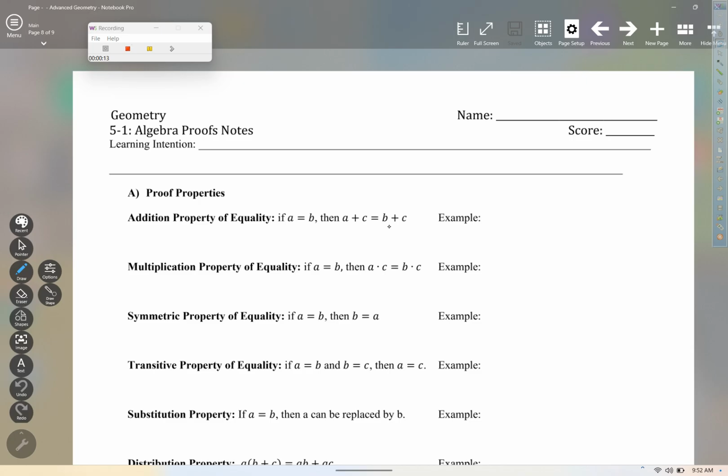The learning intention today is: I will learn how to use properties to prove algebraic and geometric problems.